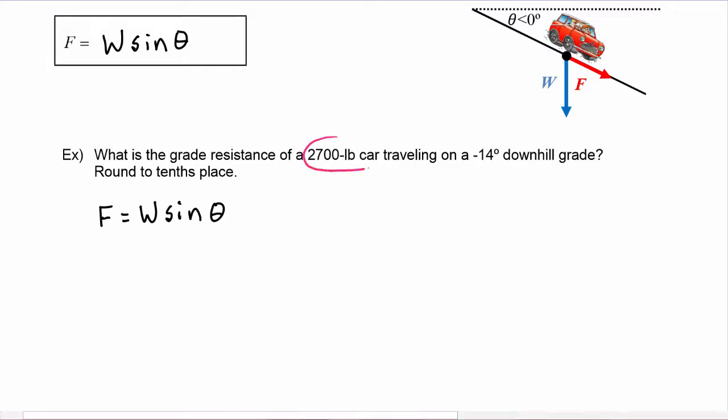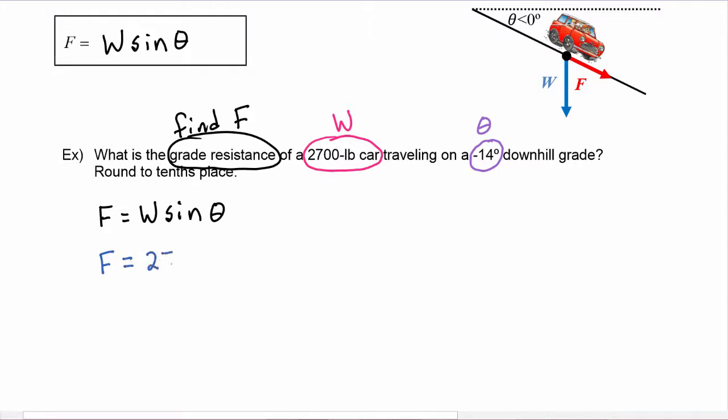We're told that we have a 2,700-pound car, so we know that's going to be W. We also know that we have a minus 14-degree downhill grade, so that's theta. And the only thing left then to find is the grade resistance force, which is F. So here's what we're being asked to find. So if we plug in, we know F is equal to 2,700 sine of negative 14 degrees.